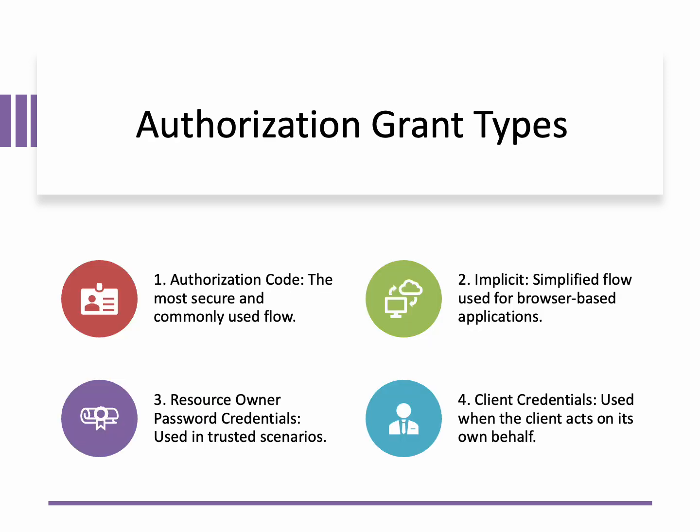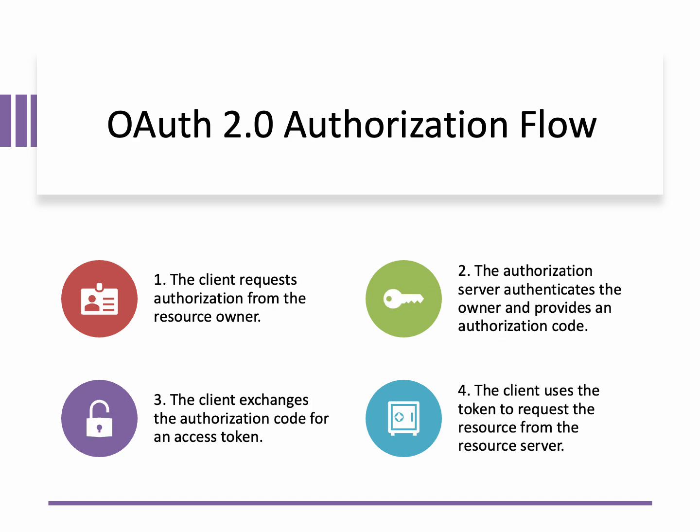Four types of grant types. The most secured and commonly used is authorization code, which is being swapped for getting the access token. There are other types like implicit, where a direct access token is granted, sharing the password credentials, which is generally used for internal applications, and client credentials, when client actually tries to access its own resources. But the most commonly used is authorization code.